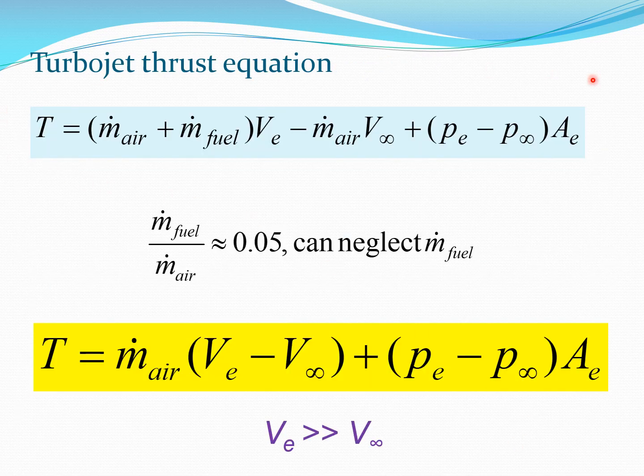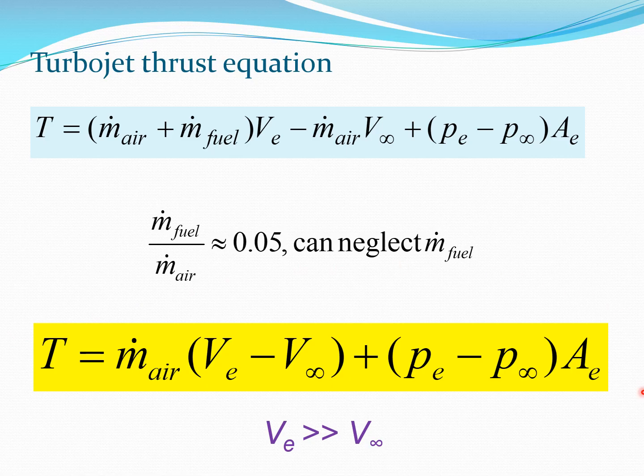Now, of course, if we want to be very fastidious, we should use this equation for T, and that's something we can do in a real system. But if we want to get a good picture in terms of concepts, we could use the fact that m dot fuel by m dot air is a very small quantity. It is about 5%. So we can neglect m dot fuel in this equation. If we neglect m dot fuel here, we can drop this term, and so we get a reduced expression as far as T is concerned.